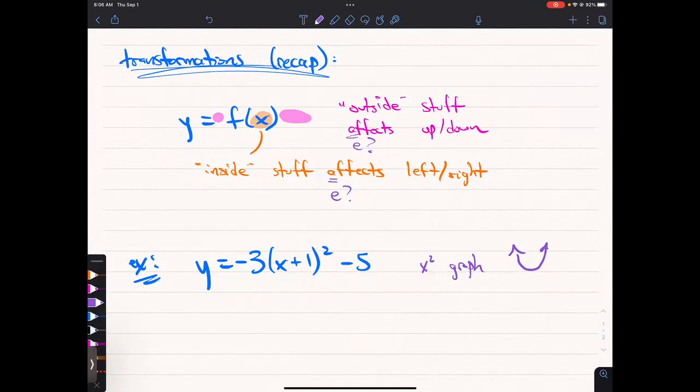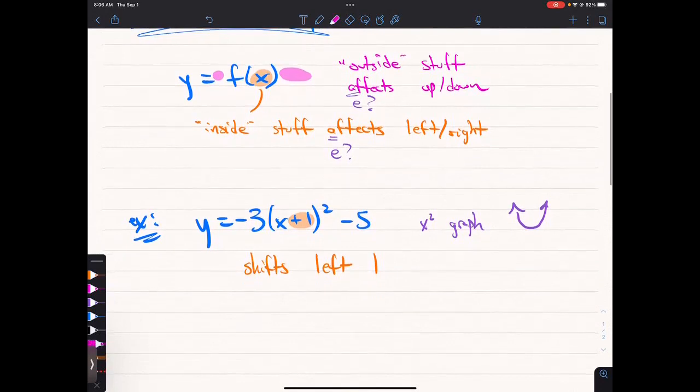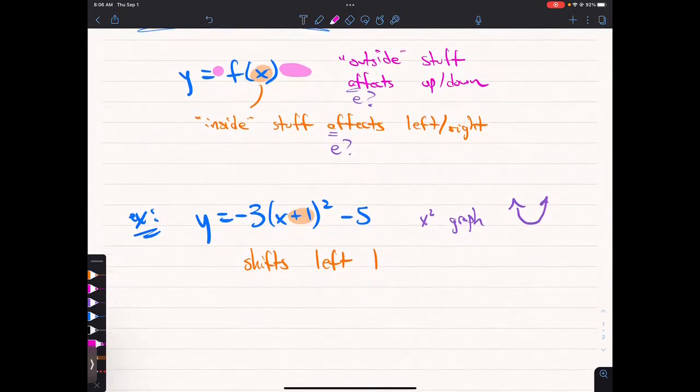Let's do things one at a time from the inside out. What does the plus 1 do? Shift it to the left. Okay. What else? Down 5, from the minus 5 here. What else happens? The other thing is that coefficient of negative 3 parked outside. What does that do?